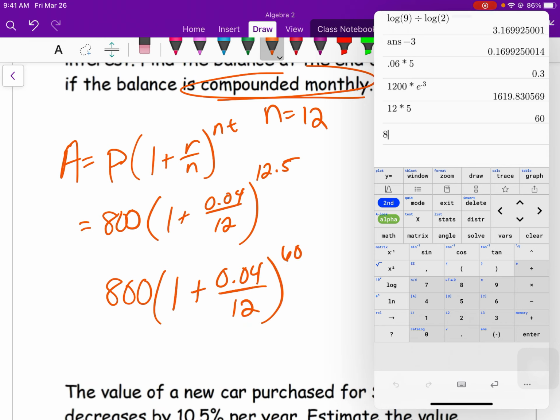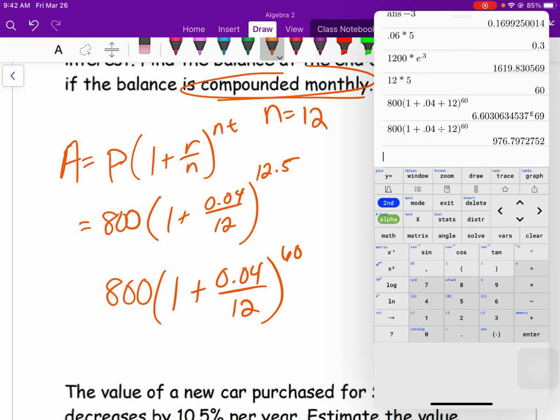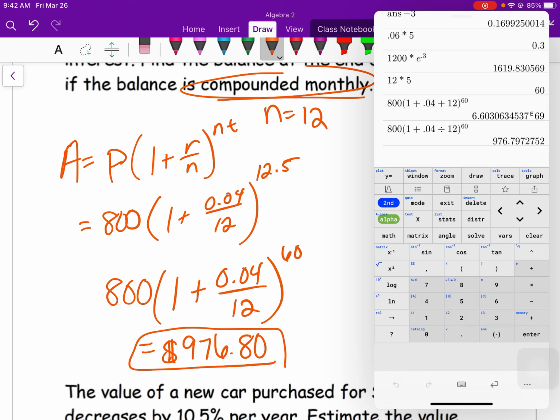Once you evaluate that exponent, you can put everything in your calculator now, because your calculator will know to do the parentheses first, and inside the parentheses, it will know to do the division before the addition, so it's covered. And then it will exponentiate before it multiplies by 800. So, okay, I must have entered something wrong because I got a very large number. Okay, I think I did plus here instead of divided by. There we go. So $976.80.